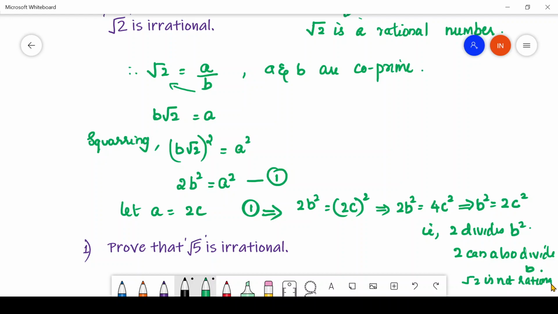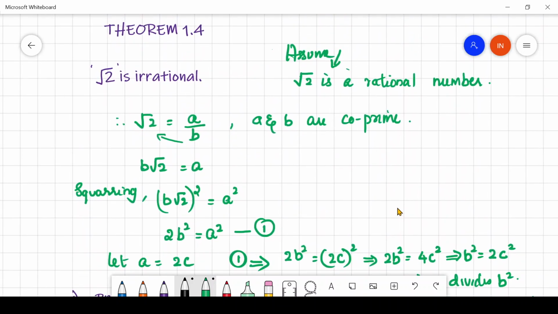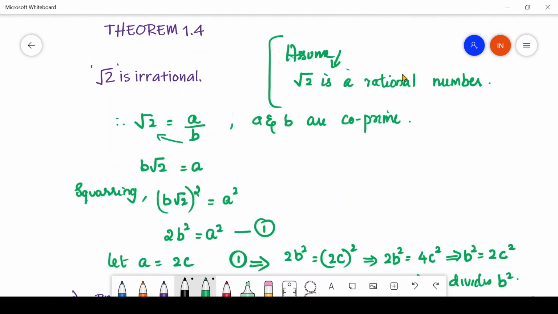So we can say that root 2 is not a rational number. Why? Because we took root 2 as a rational number by assumption, and by that assumption we got all these facts. Is it clear?